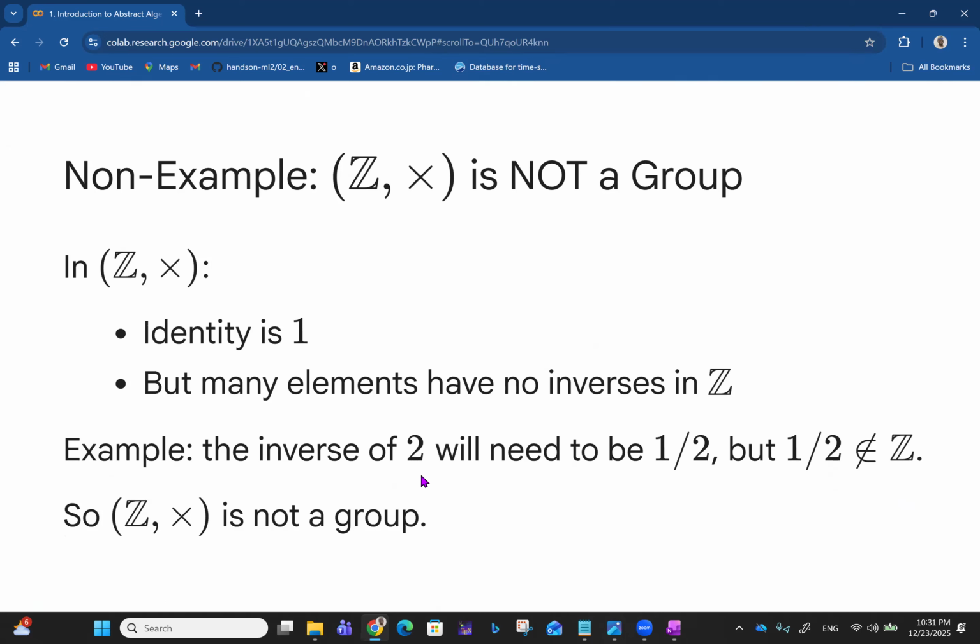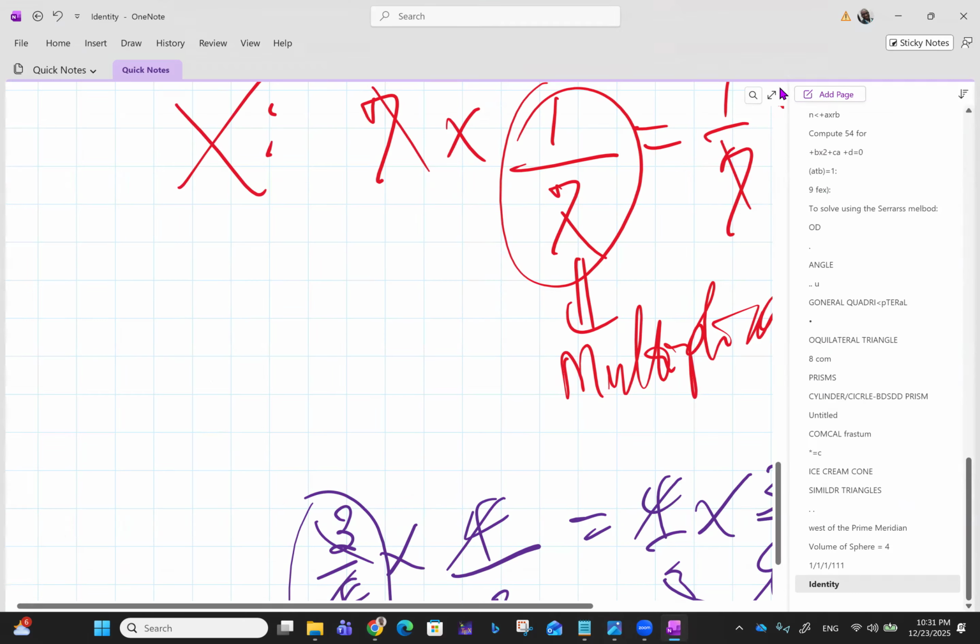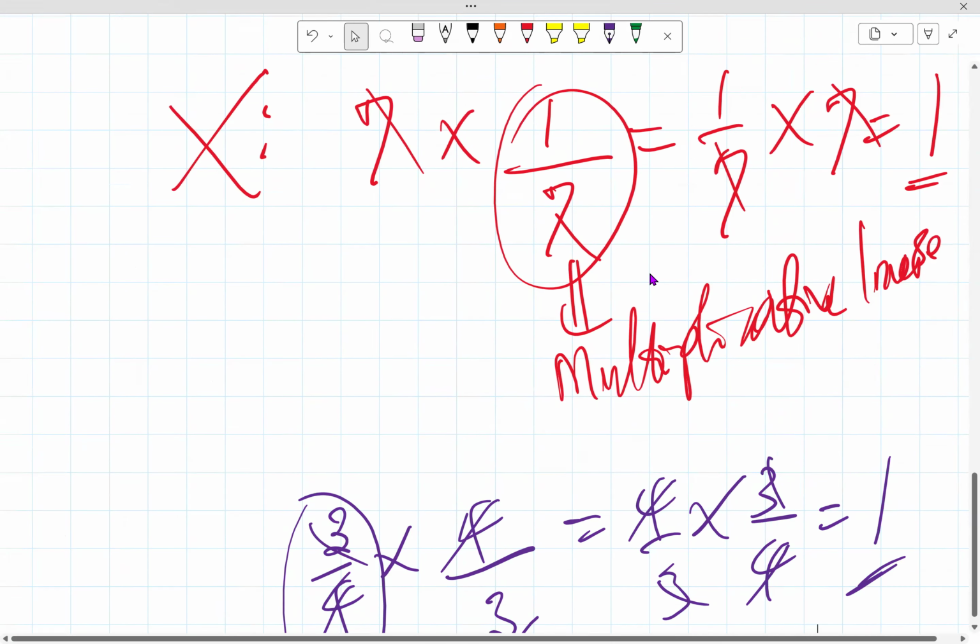For example, the inverse of 2 would need to be 1 over 2. But 1 over 2 is not an integer. It doesn't belong to the set of integers. So Z and multiplication is not a group. You can see Z under multiplication is not a group.